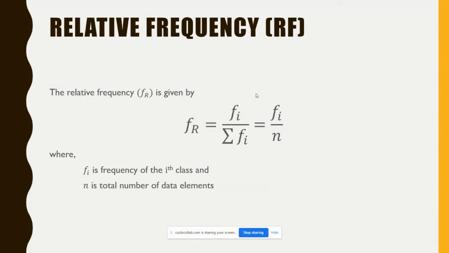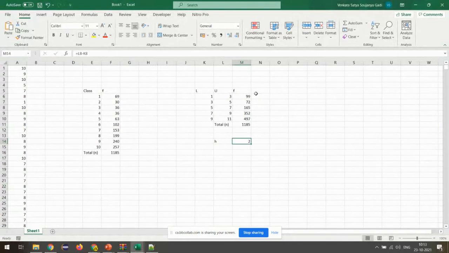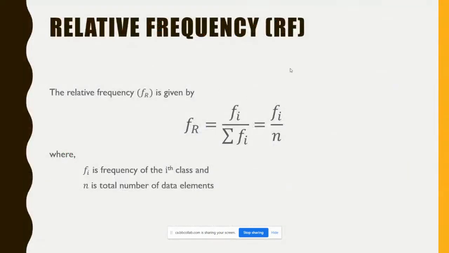So this is how we prepare the grouped data. Now let's see how to calculate relative frequency. In the next class, we are going to learn about probability. In probability, we have something very similar to the relative frequency. So pay a little more attention to this so that you can understand the next class better. Let us say relative frequency RF. The relative frequency is Fi divided by sum of Fi.